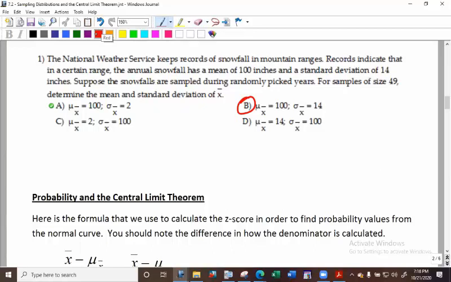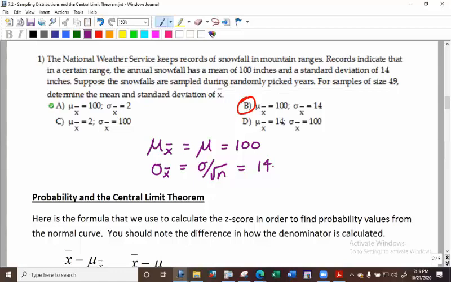I'm going to write that the mu of x bar equals the original mu, which is 100. When you don't put a subscript next to it, that's assumed to be x. But the standard deviation of x bar is going to be the standard deviation divided by the square root of n. It's going to be 14 divided by the square root of 49.